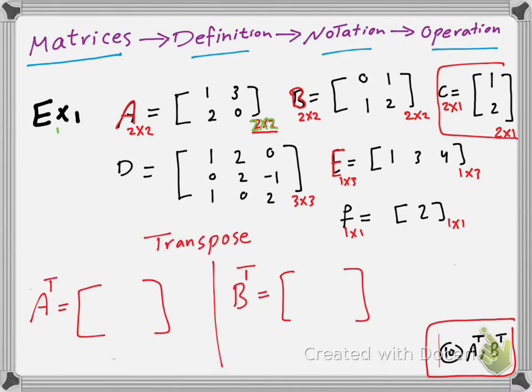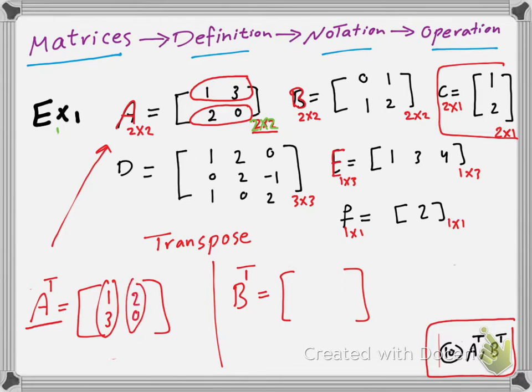Then to compute the transpose of matrix A, the idea is very easy. I will go first to matrix A and take the first row. I will copy it, but I will put it there as a column. Then it will become 1 and 3. After that, I will go to the second row and convert it to a column. Then it will become what? It will become 2 and 0. Then the transpose of matrix A will become 1 and 3 and 2 and 0.